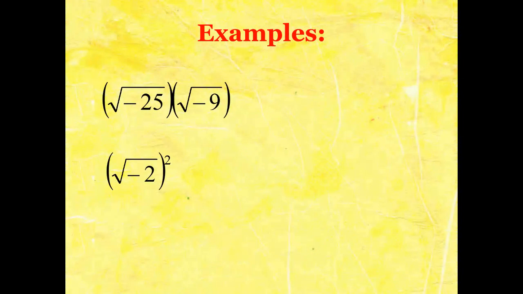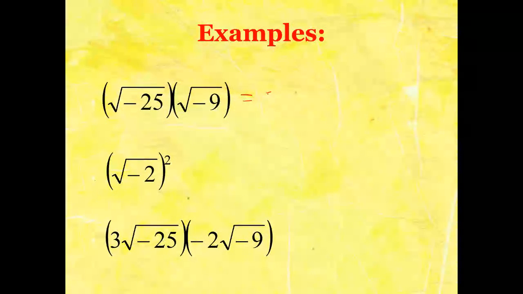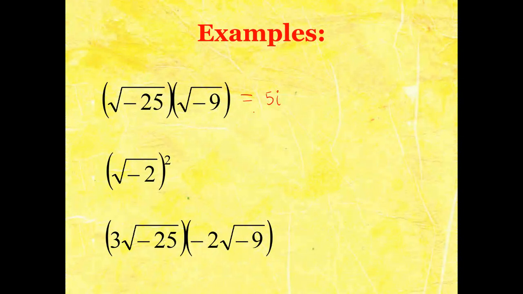What about this one? Or this one? Maybe you want to pause the video and try them out. Simplify first. The square root of -25 is 5i. The square root of -9 is 3i. So I've got 15i squared, and i squared is just -1, so it's just -15.